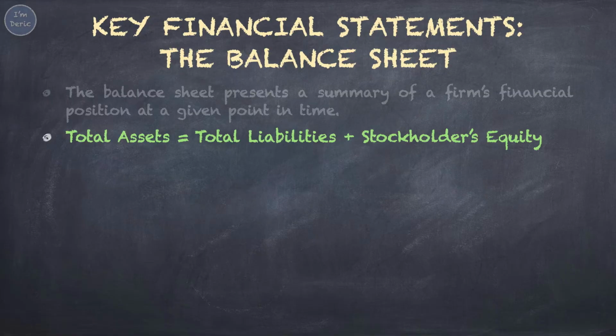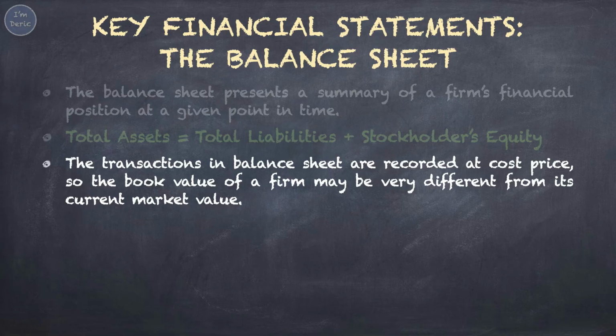For holding the assets, including inventories, receivables and fixed assets, company can generate sales. When the amount of assets increases, at the same time, liabilities and equity will increase. For buying the assets, the company may borrow money from the bank. The borrowing is a type of liabilities. The company may also issue shares to finance the company, that's the part of equity. Please take note, the transactions in balance sheet are recorded at cost price, which is the original purchase price. So, the book value of a firm may be very different from its current market value.